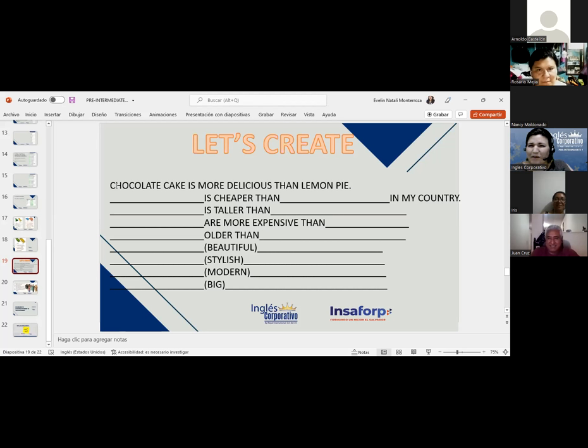Breads are cheaper than shorts in my country. Okay. Which was the example? The breads are cheaper than shorts in my country. Yes. Okay, continue. The next sentence. They are two per people.